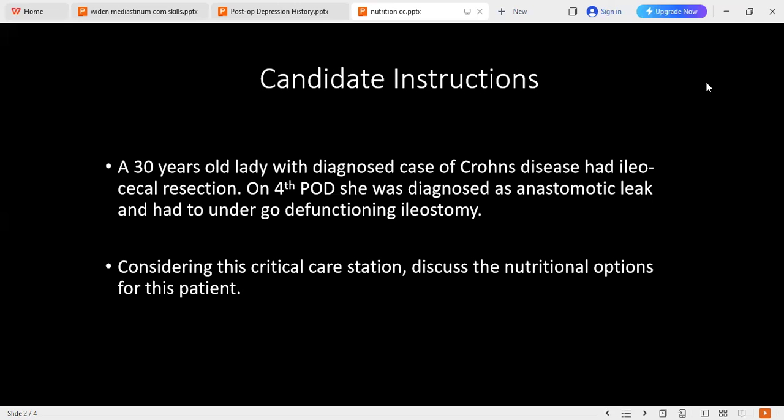What should be the normal nitrogen level required by a healthy human being? I can pass the question. Okay, please tell me what are the complications that can occur if you are just giving total parenteral nutrition to a patient?